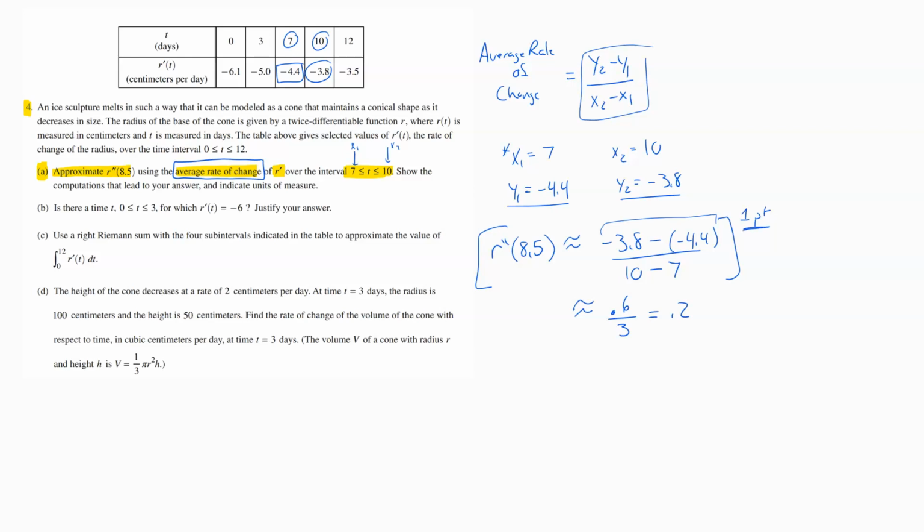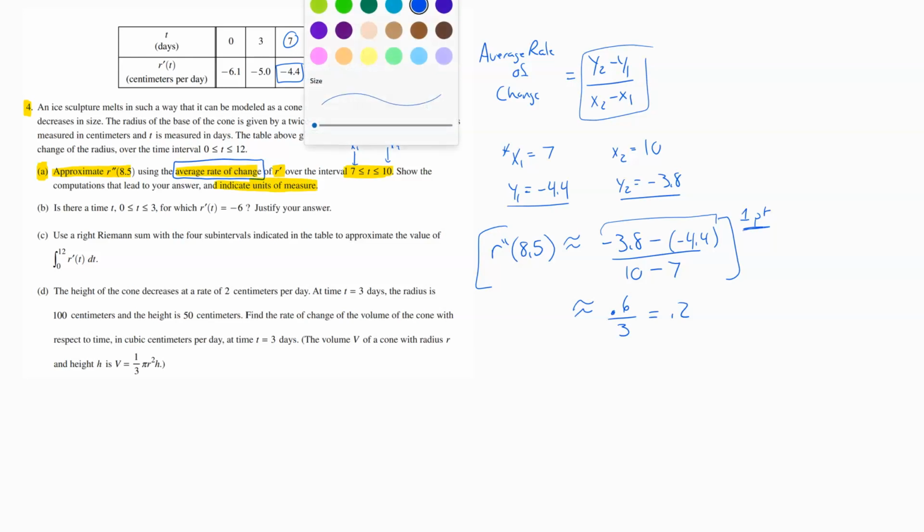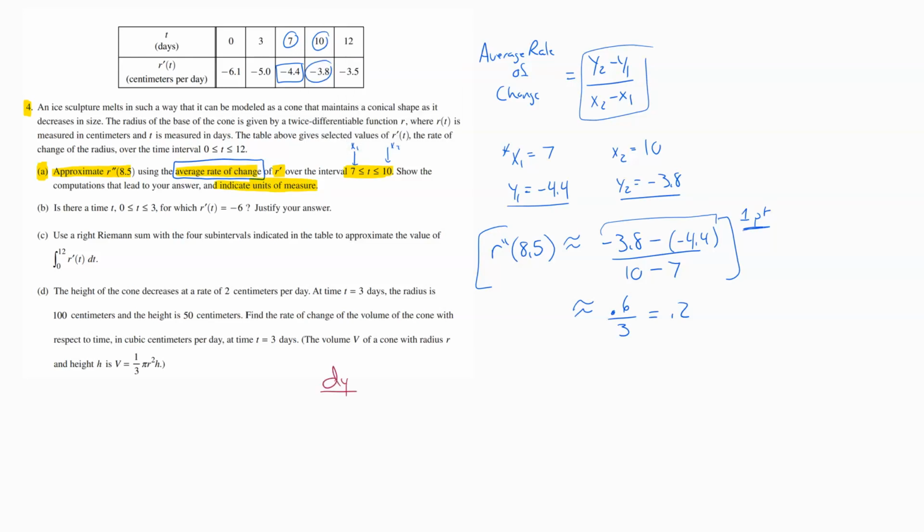Then the last part of this is they want us to indicate the units of the measure. Whenever I do units on a problem, I always remind myself of standard derivative notation, dy dx. That works because what this is saying is your y units over your x units. So for a second derivative here, that is d of my r prime of t over dt. I take the derivative of my first derivative to get my second derivative over time.